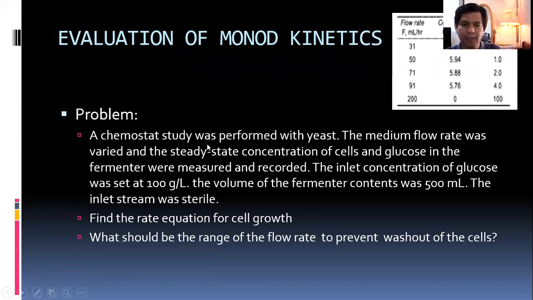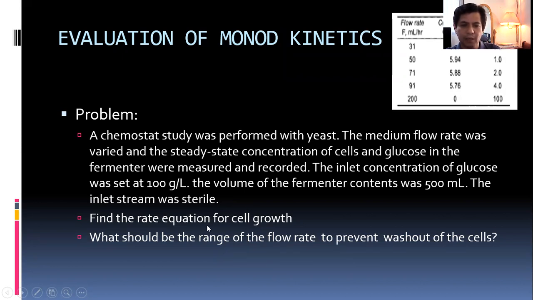So we have a chemostat study performed with yeast. The medium flow rate was varied and the steady state concentration of cells and glucose in the fermenter were measured and recorded. The inlet concentration of glucose was set at 100 grams per liter. Ito yung S0, ano? Or C sub S0, 100. The volume of the fermenter contents was 500 ml. The inlet stream was sterile, ano? Wala siyang bacteria. X is equals to 0.